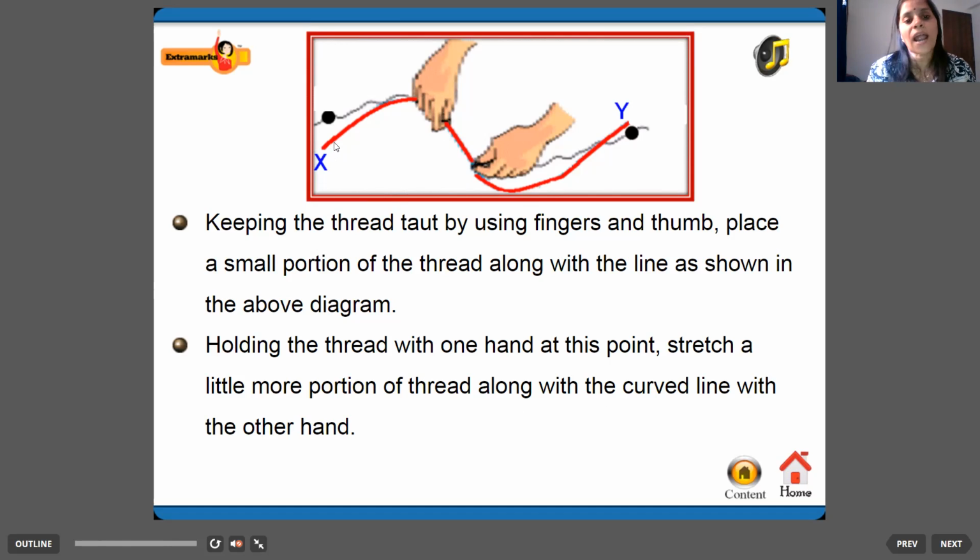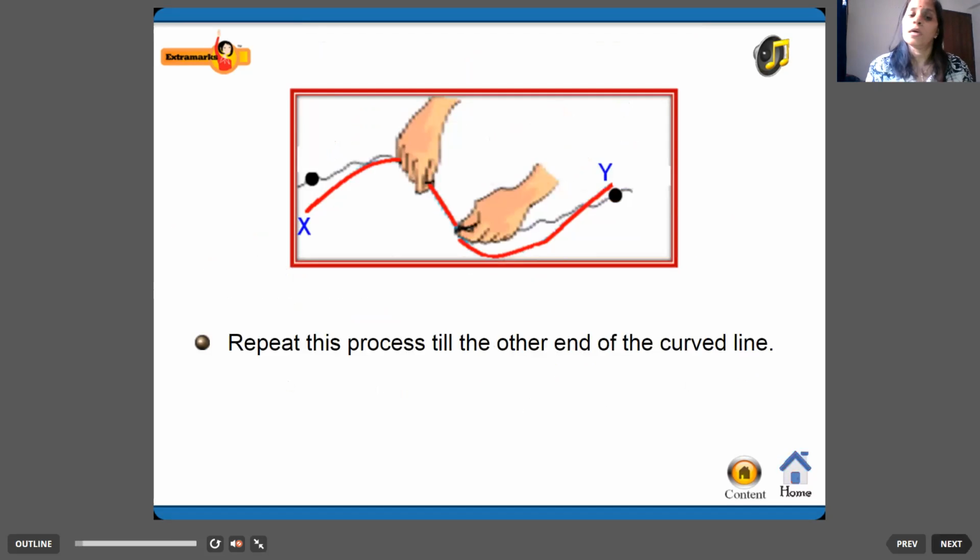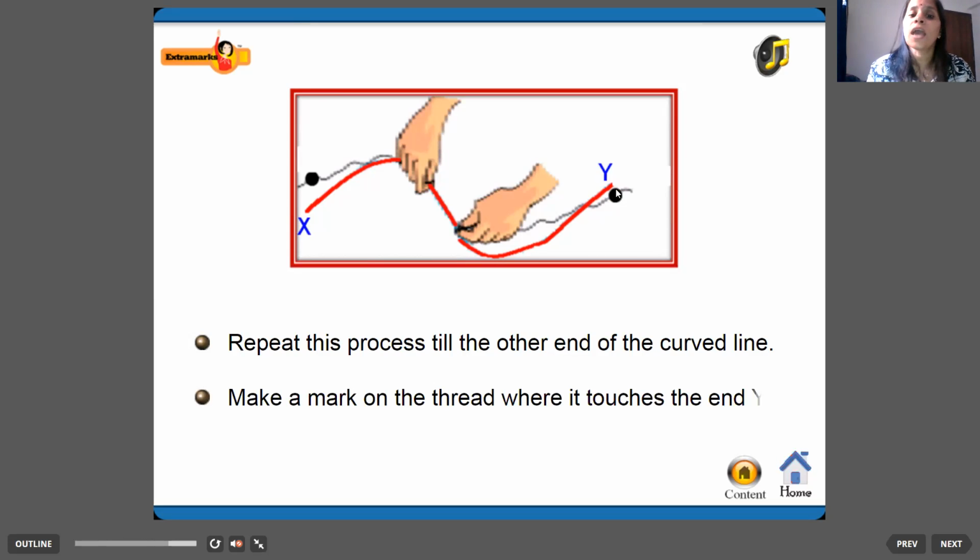So keep the thread on the curved line and reach the end point of the line, and there you go. And what will you do? Yes, you will break the thread, and you have to repeat the same process till you reach the end point of the line, that is the Y.